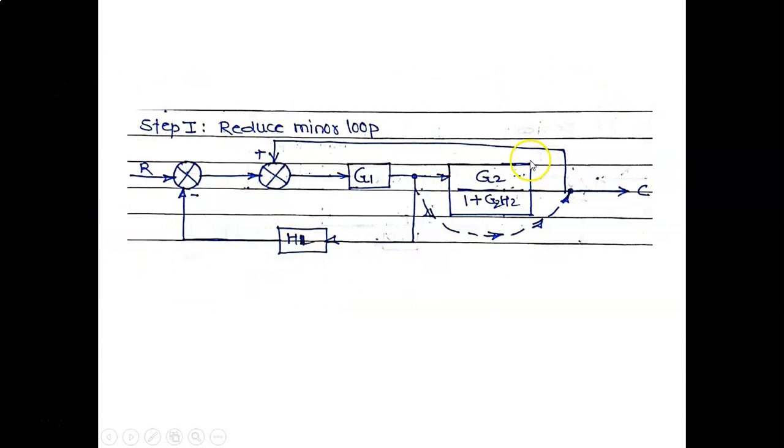Now here, if you will see, block G1 and this block G2 divided by 1 plus G2H2, they are not in series because in between these two blocks, this takeoff point is there. Therefore, to bring these two blocks in series, we have to shift this takeoff point after this block. Now, if you are going to shift the takeoff point after this block, what is our rule? That rule you have to remember. All the 8 rules you have to remember while solving the problem. Therefore, we will shift this takeoff point after this block and we will add another block here.